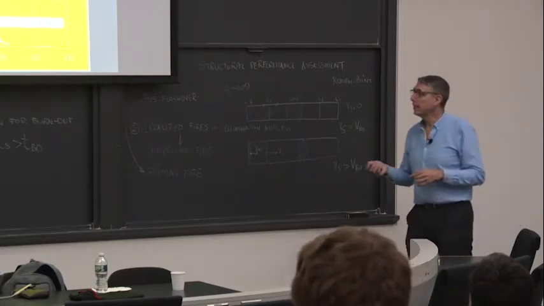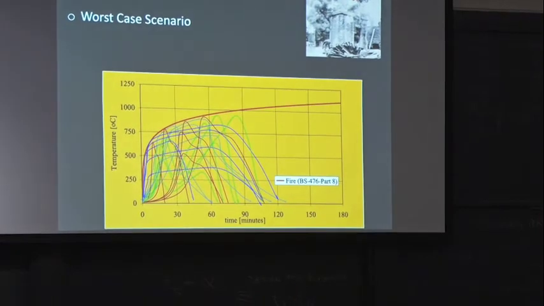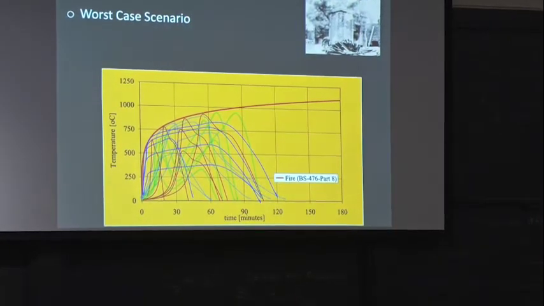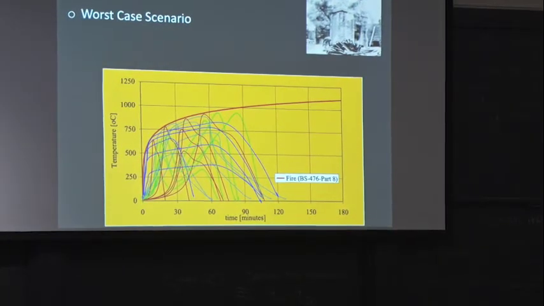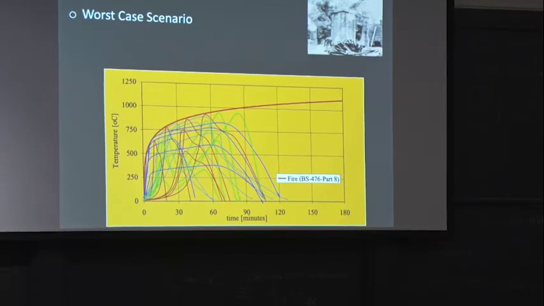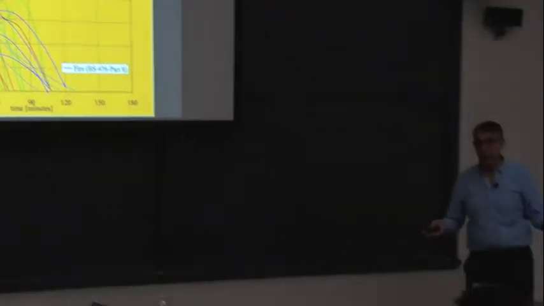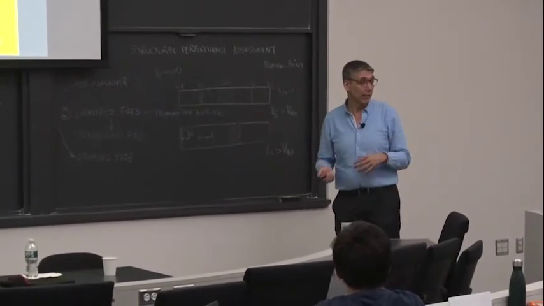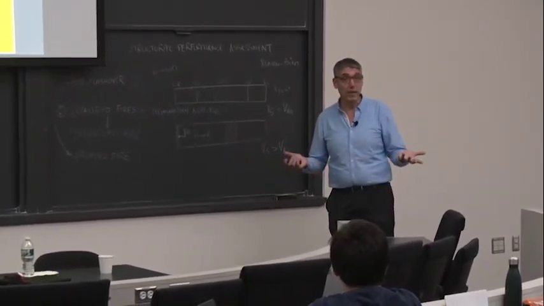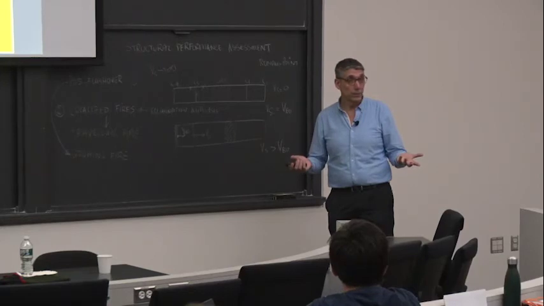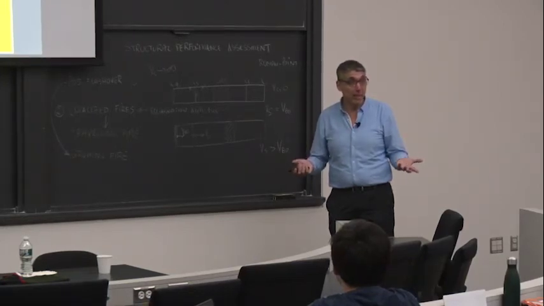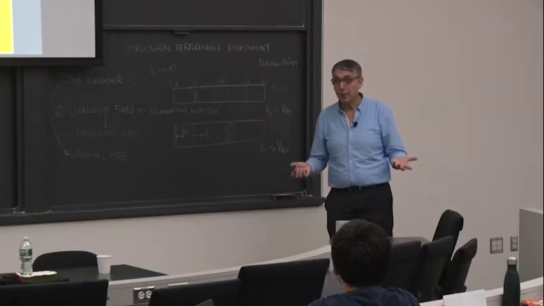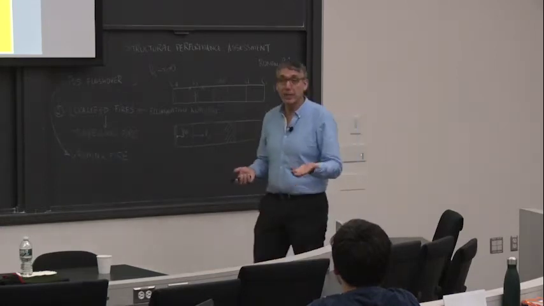So I could say that my worst possible fire for my longest possible duration will give me the most onerous of events. Is that okay? Very extreme, no? But if my structural element survives that, that basically means it will never fail, no? Is that okay? Is everybody happy with that? Yeah. So of course that was horrendously expensive.